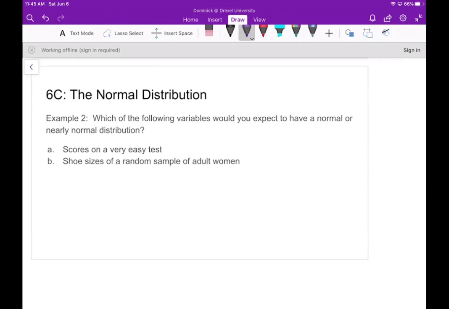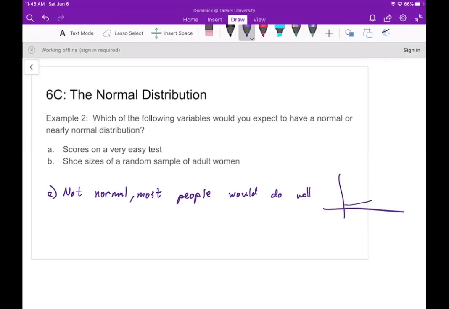Now, for the next example, we want to talk about which of the following variables we would expect to have a normal or nearly normal distribution. Now, scores on a very easy test, we would not expect to be normal, because you would expect most people to do well. And it would not be symmetric, right? You'd probably get something like this, because most people would do well.